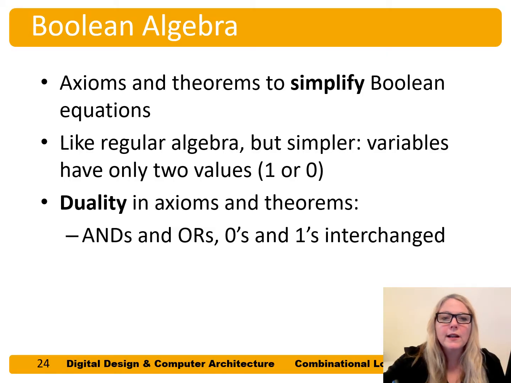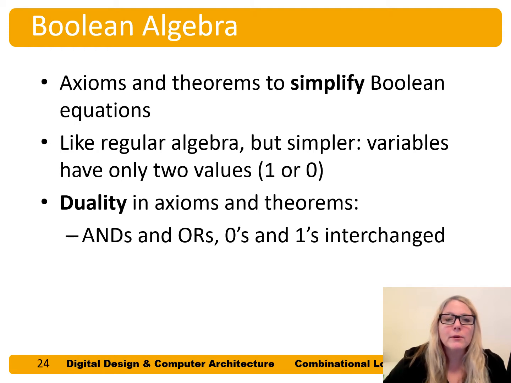Let's talk about Boolean algebra and how to use axioms and theorems to simplify Boolean equations. Similar to regular algebra, we can use axioms and theorems to manipulate the equation and make it simpler. Simpler means fewer terms. And it's like regular algebra, but it's actually simpler because the variables only have two values, 1 or 0.